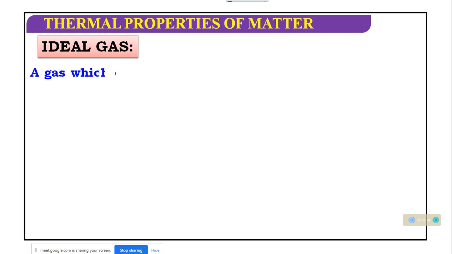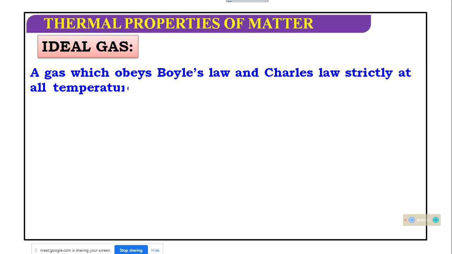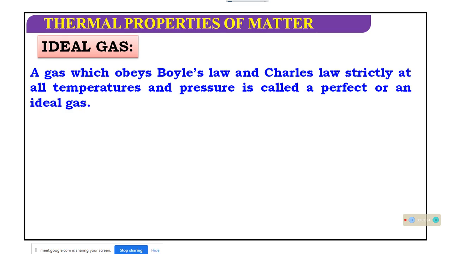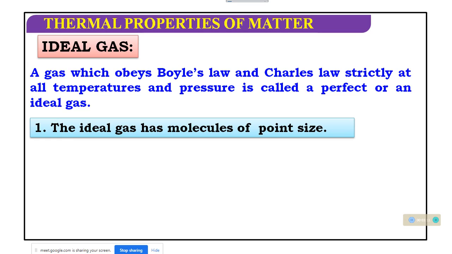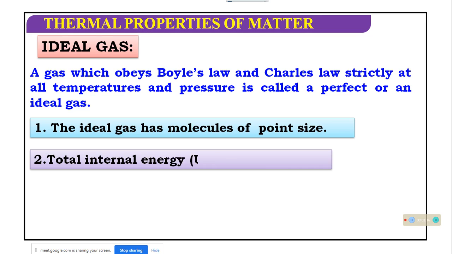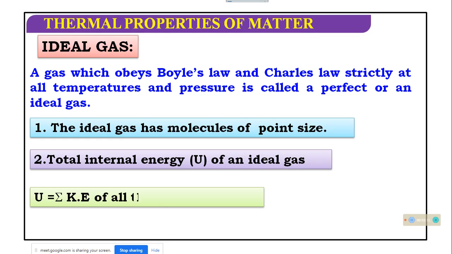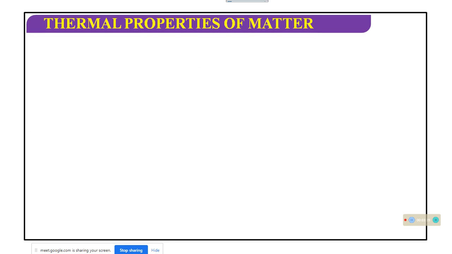The ideal gas: a gas which obeys Boyle's and Charles law strictly at all temperatures and pressures is called a perfect or ideal gas. The ideal gas has molecules of point size. The total internal energy of an ideal gas is U equals the sum of kinetic energy of all molecules.